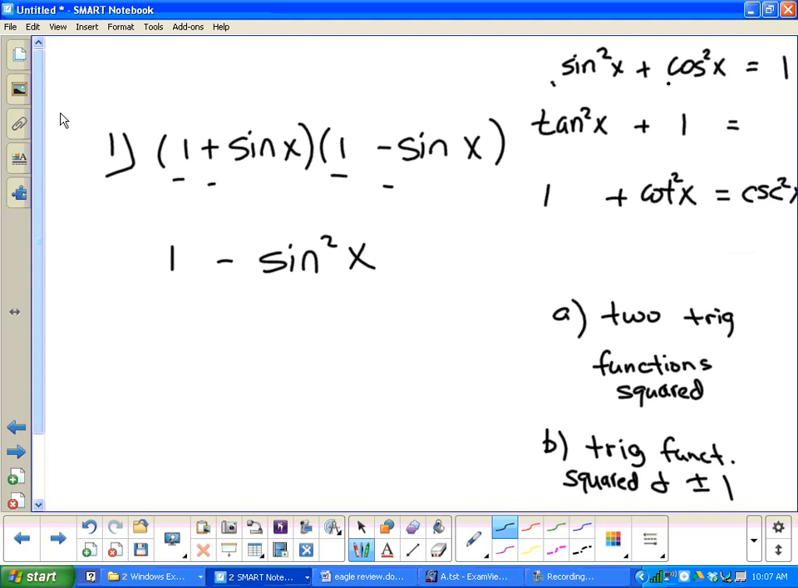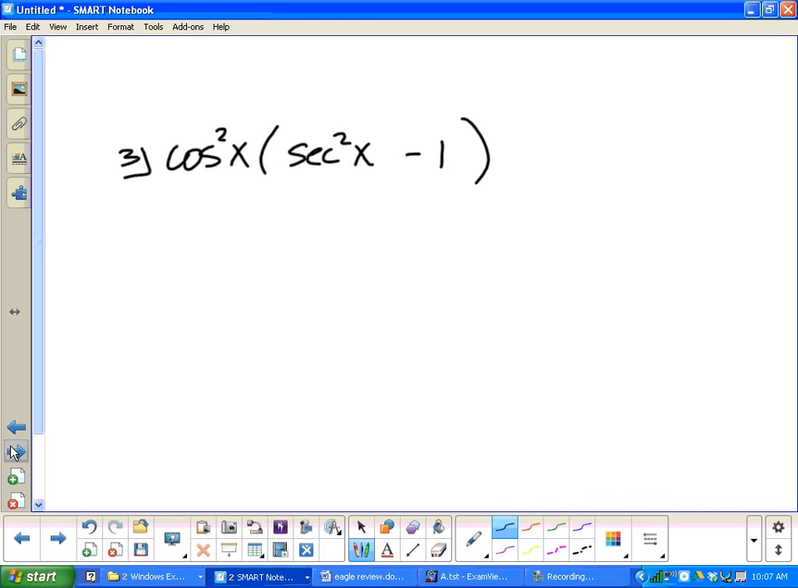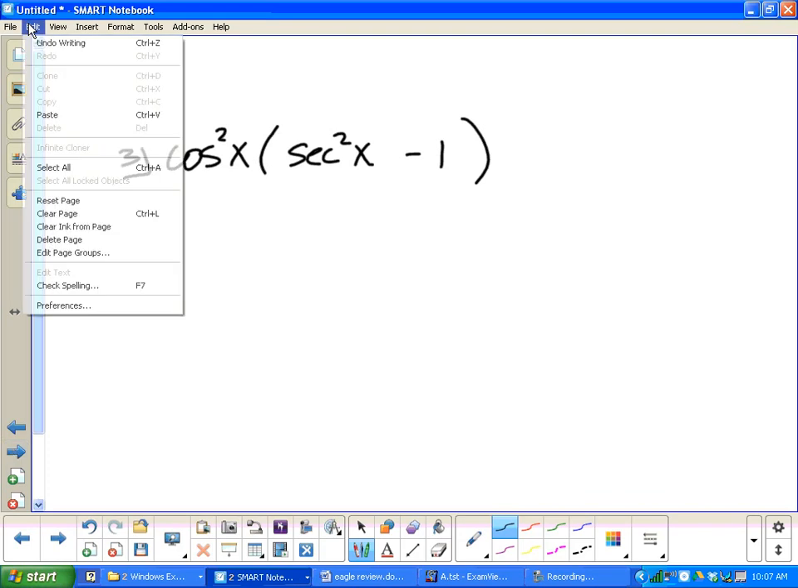Okay. So how can I get a 1 minus sine squared? That's cosine squared, isn't it? Okay. Now y'all see how it's a pretty good idea to always have these looking at you in front of you. So I'll paste that on every problem that I do here.